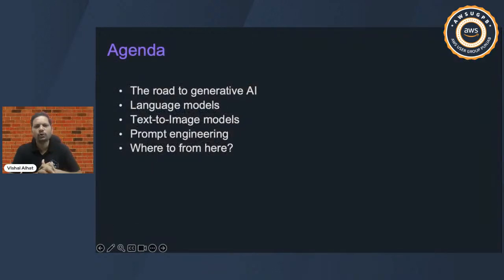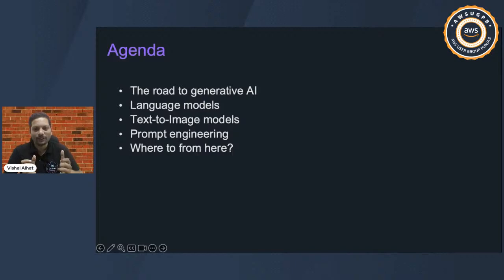So let's quickly go through this agenda. First of all, I'm going to go into the roadmap to generative AI and the few steps that we have taken along the path to get where we are now, and things that I think are useful to understand, to put the context around generative AI.